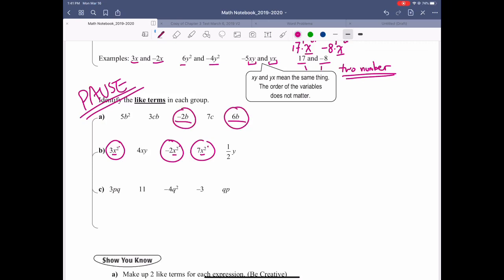For C, okay, so you have PQ. Is there any QP? Oh, there's a QP. Okay, awesome. Do they have the same exponent? Both 1. So this is 1, 1. This is 1, 1. Okay, so yes, same exponent on the same variable. So any other like terms? Do you see two numbers here? Like I said before, two numbers are automatically like terms. So these two are a pair of like terms too.